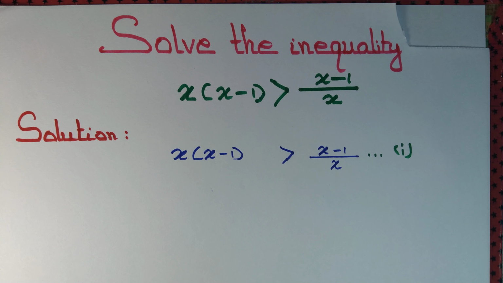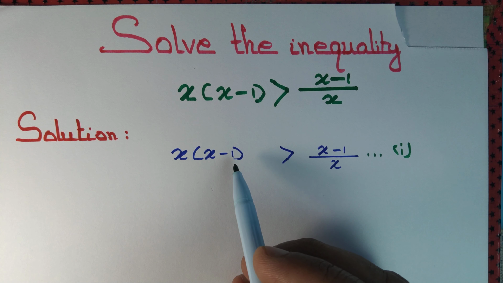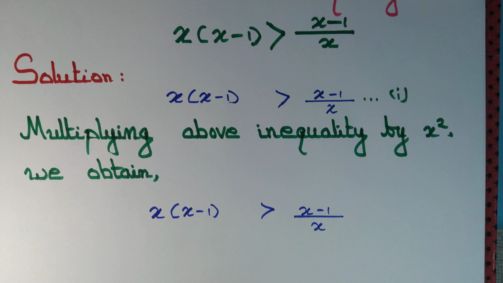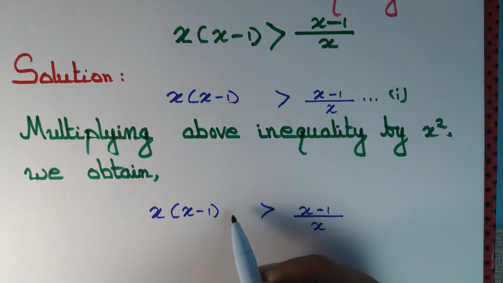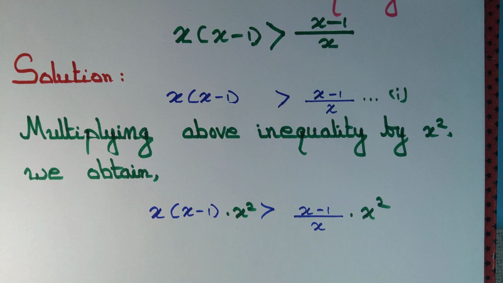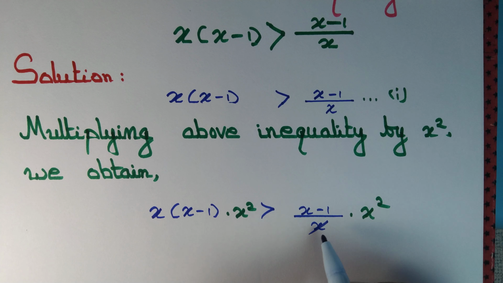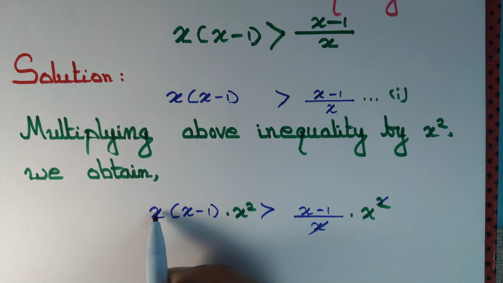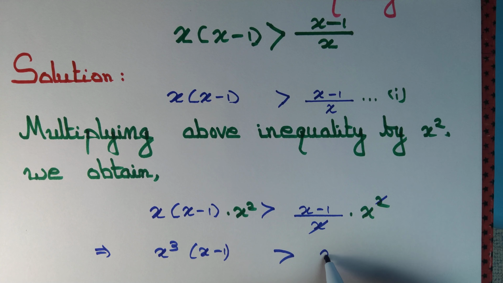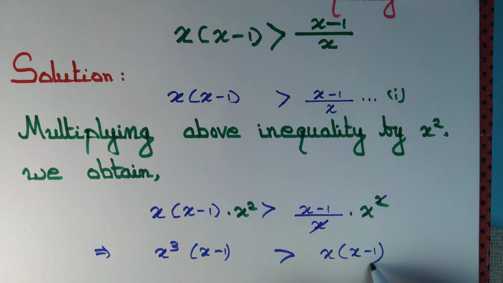So we take x not equal to 0 and multiply by a positive quantity x square on both the left hand side and right hand side. So we multiply this expression by x square and then this one as well by x square. Since x is not equal to 0, we can cancel x out, and we can write this as x cube into x minus 1 is greater than x into x minus 1.